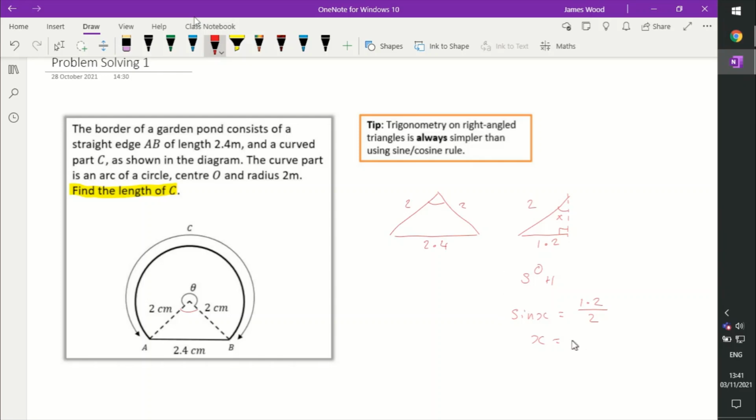And in radians, that gives me 0.6435 radians. So that's this angle here. So that means that this angle here is twice that. So I'm going to times that by 2. So it's 1.287.